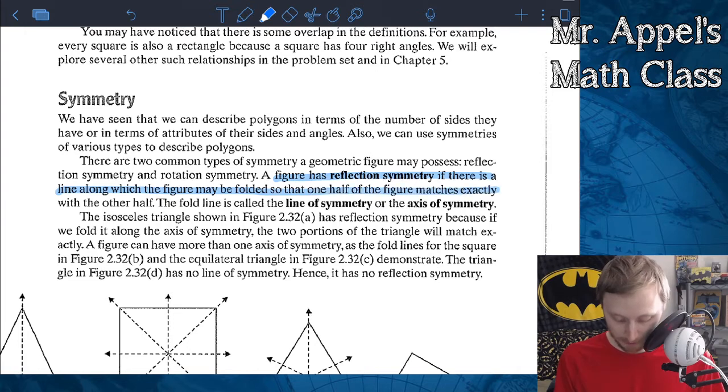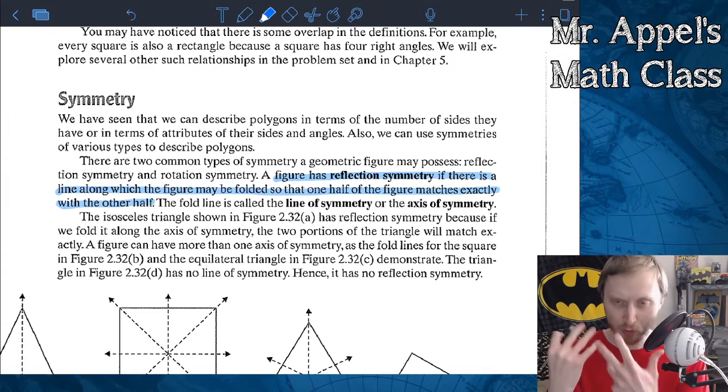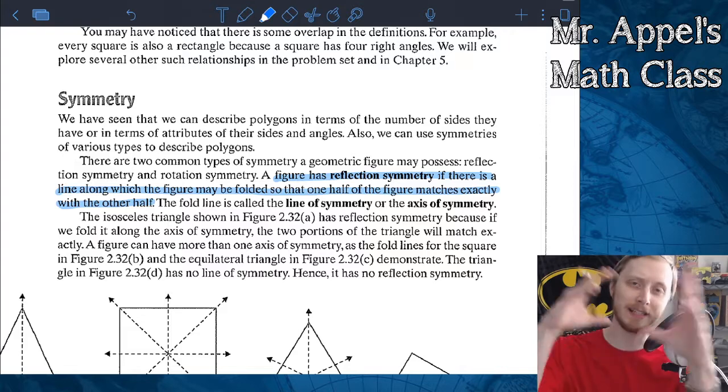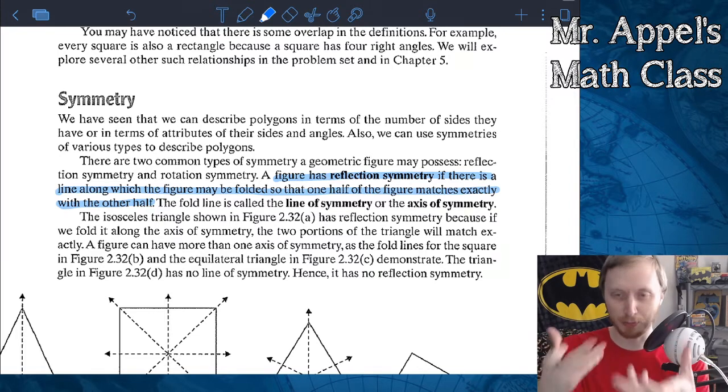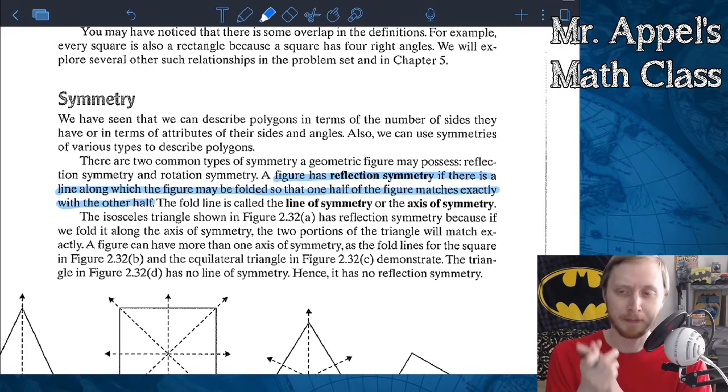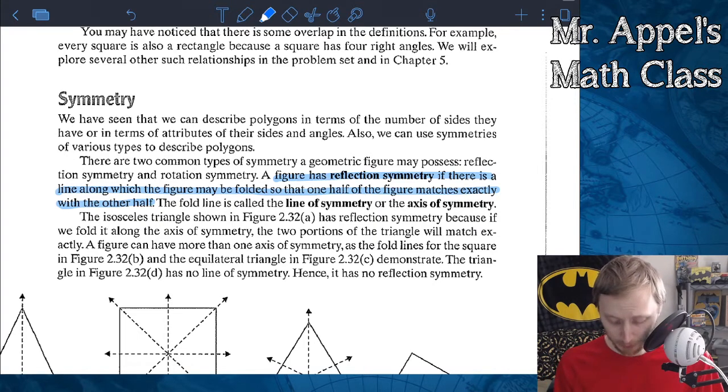It would be nice if we could have some purely abstract definitions that exist in pure mental space and do not rely on any concepts of physical properties. But alas, it is much easier to define symmetry as if you were to create the figure on actual paper, cut it out with scissors, and literally fold it in half. And if everything lines up, it's reflectional symmetry. The fold line is called the line of symmetry or the axis of symmetry. Okay.